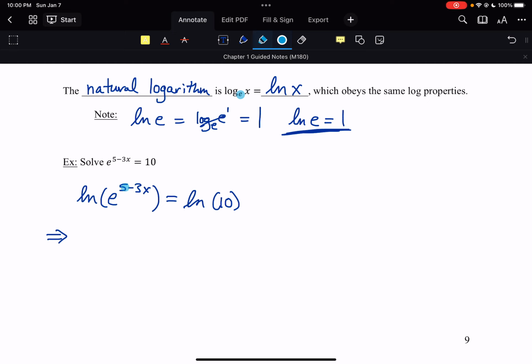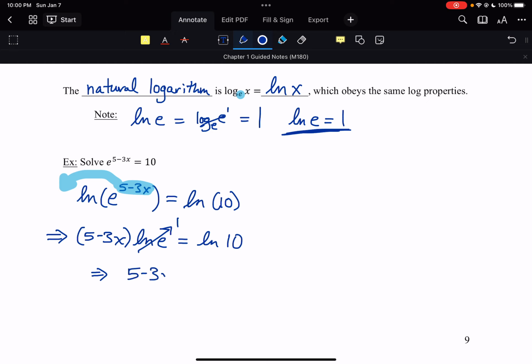And now we can use that log property, the third one that said you can bring powers down to the front. So we're going to bring that whole thing down: 5 minus 3x times ln of e equals ln of 10. Now ln of e is 1. We just talked about that up here. So really, this is just 5 minus 3x equals ln of 10.